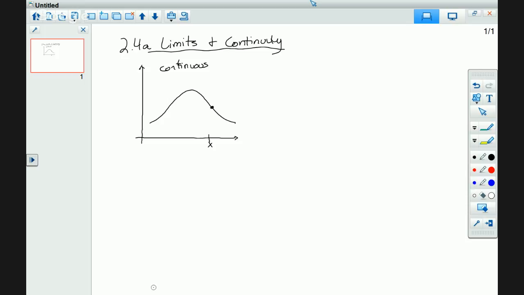What are some of the discontinuities, and what do they look like? Point discontinuity. What if I did this? Still discontinuous? Yeah, still a point discontinuity. I'll let you catch up.